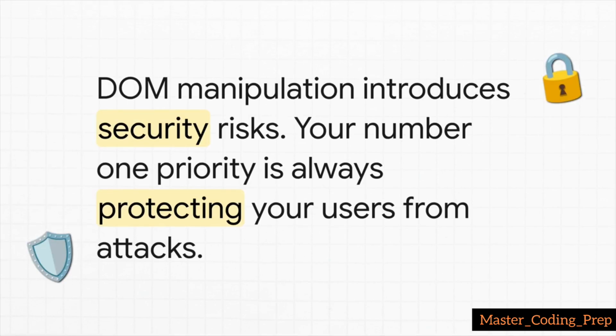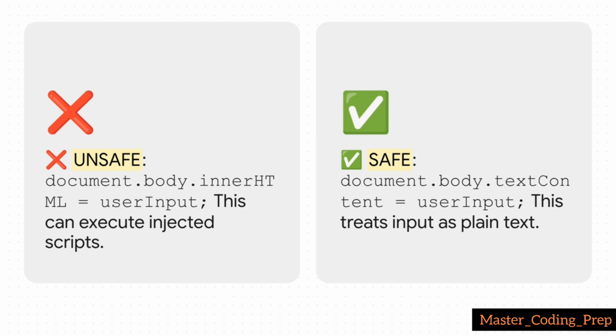Okay, performance is a big deal, but nothing, and I mean nothing, is more important than keeping your users safe. Look at this. This right here is probably the single most important security rule in all of DOM manipulation. On the left, we're taking some input and putting it on the page with innerHTML. The browser sees the script tag and runs it. Big problem. On the right, we take the exact same input but use textContent instead. The browser just treats it like plain text and displays it safely. One is a massive vulnerability, the other is completely harmless.